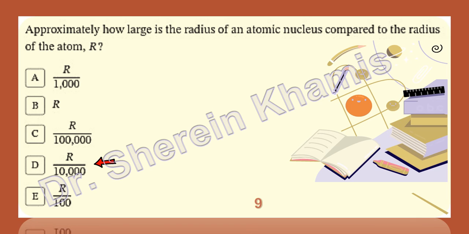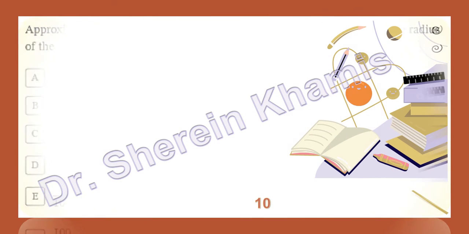The radius of an atomic nucleus compared to the radius of an atom is divided by 10,000. So we have the atomic radius of the nucleus smaller than the atomic radius of the atom R by the ratio R over 10,000. So let's go into question 10.